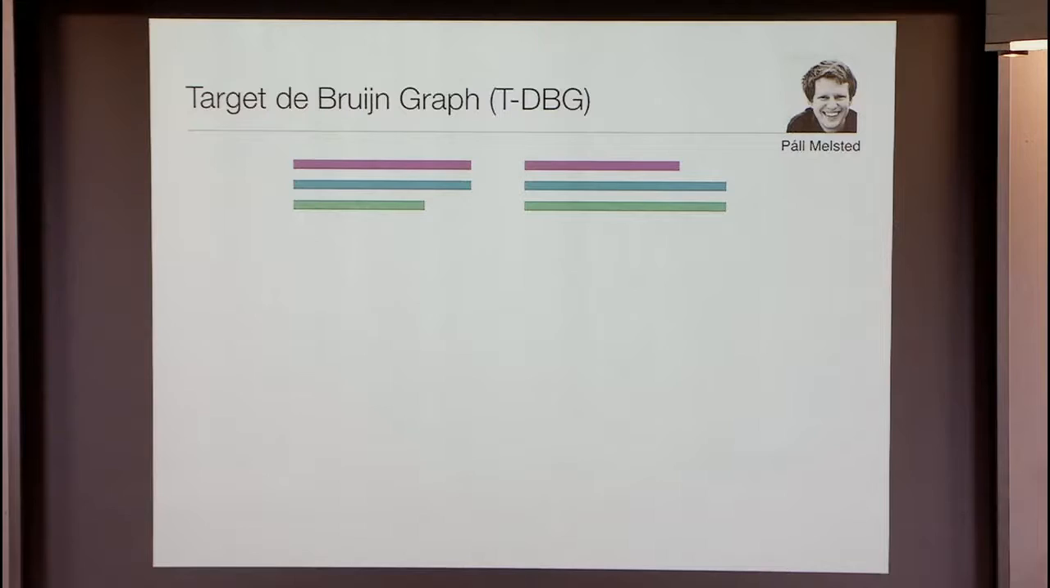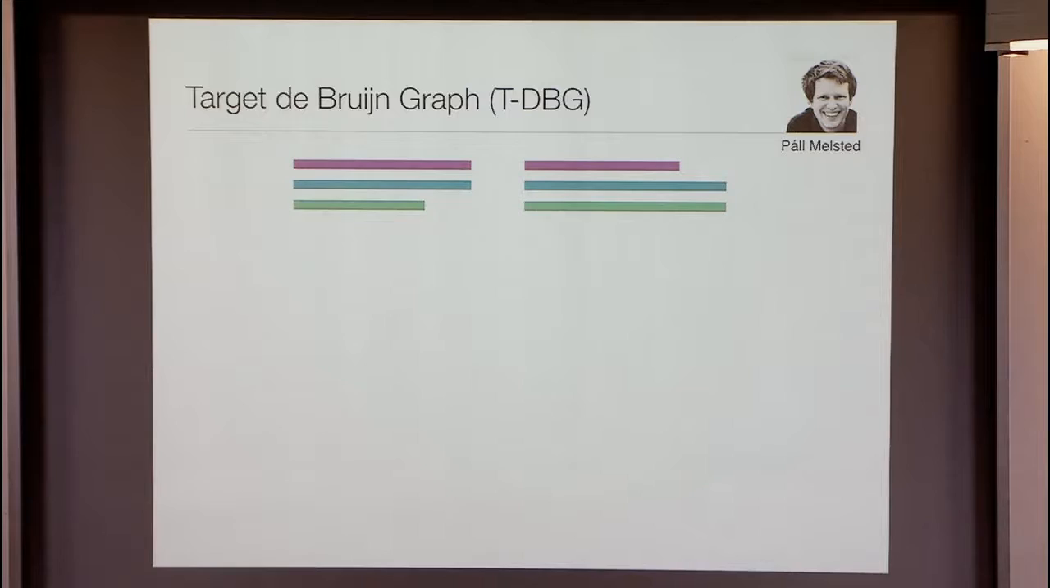Paul had the idea that you build the de Bruijn graph from the targets that you're trying to align to. And here, I've given the example of transcripts. So these are transcript sequences. Green continues here with the gap, blue continues there. But these could be any targets. And the idea is that you'd like to build a de Bruijn graph from them.